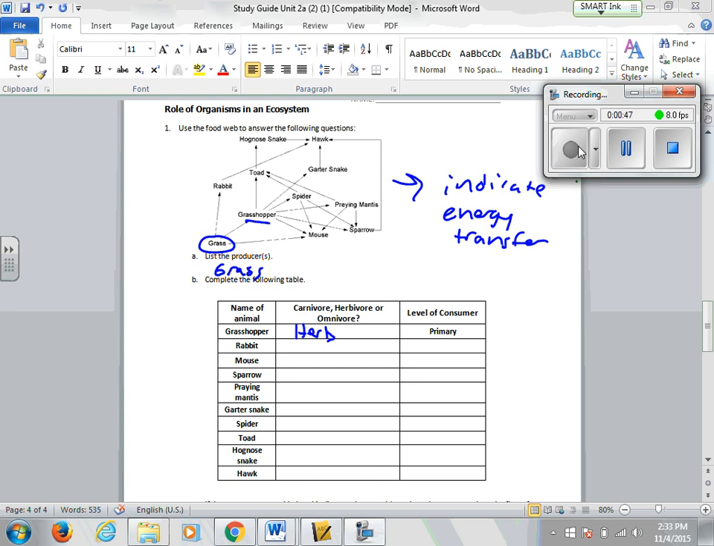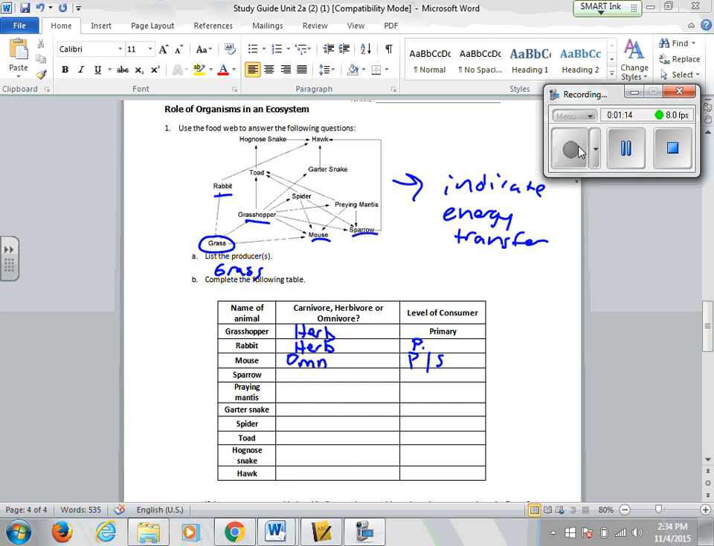The rabbit, on the other hand, right here, that's also an herbivore, it eats plants, and that's a primary consumer. I'm going to put P for primary. The mouse right here. So the mouse can either eat the grass or eat the grasshopper that eats the grass. So that means that it's an omnivore. It's a meat eater and a plant eater, so it can be a primary or secondary consumer. All right, primary if it eats the grass, secondary if it eats the grasshopper. It can exist in both worlds.